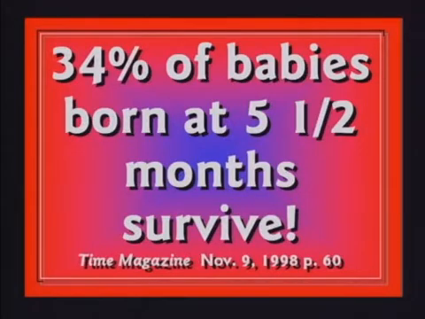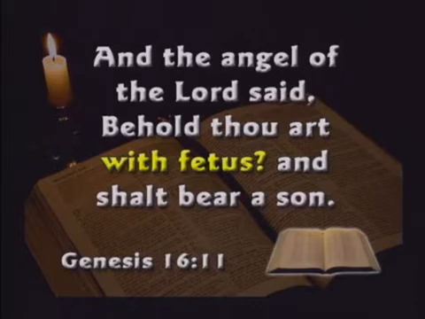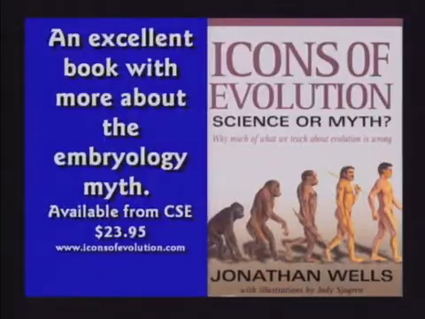34% of babies born at 5.5 months are going to survive. Maybe you heard about the lady that had surgery on her baby before it was born. They cut the mother open, cut the uterus open, and there's the baby holding the doctor's finger, 5 months along. Let's see, the angel of the Lord said, behold, thou art with fetus. No, I believe he said you are with child, didn't he? Hey, did you know it's a child before it's born? God knows that. Get more on the embryology lie in the book Icons of Evolution.